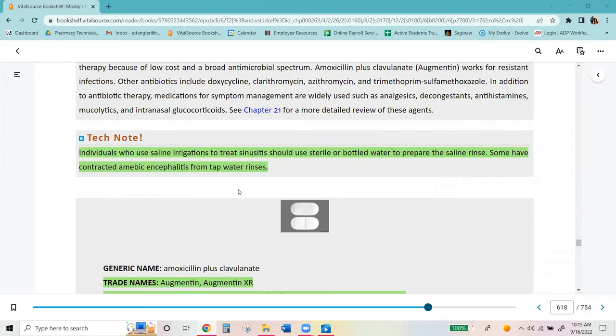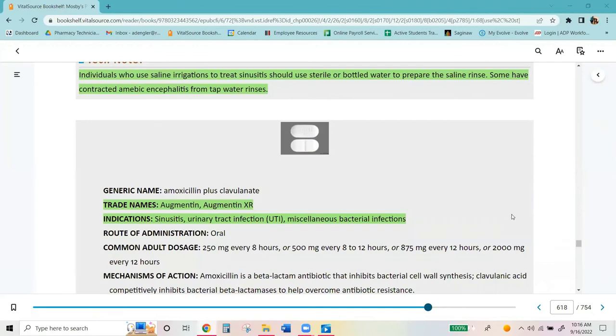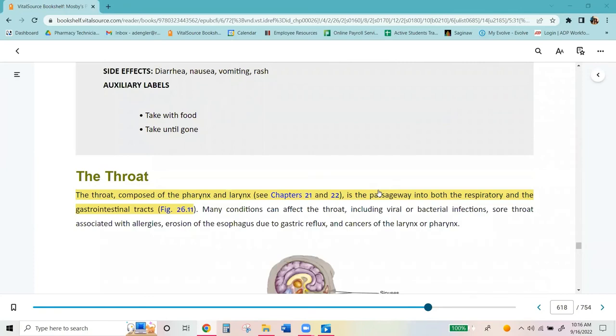Individuals who use saline irrigations to treat sinusitis should use sterile or bottled water to prepare the saline rinse. Some have contracted amoebic encephalitis from tap water rinses. The medication Augmentin or Augmentin XR, the generic name is amoxicillin plus clavulanate, and it's indicated for sinusitis, urinary tract infection, and other miscellaneous bacterial infections.